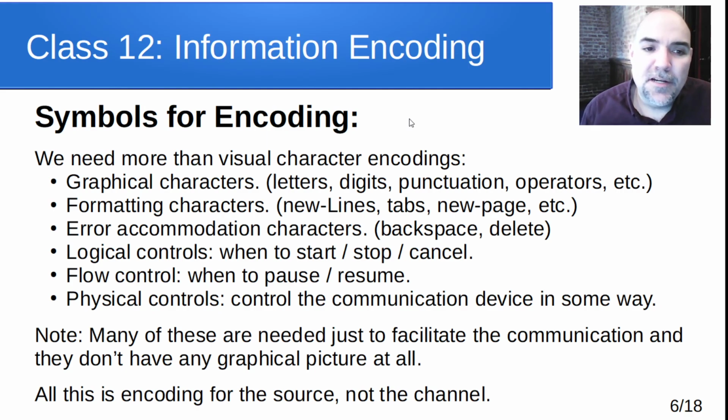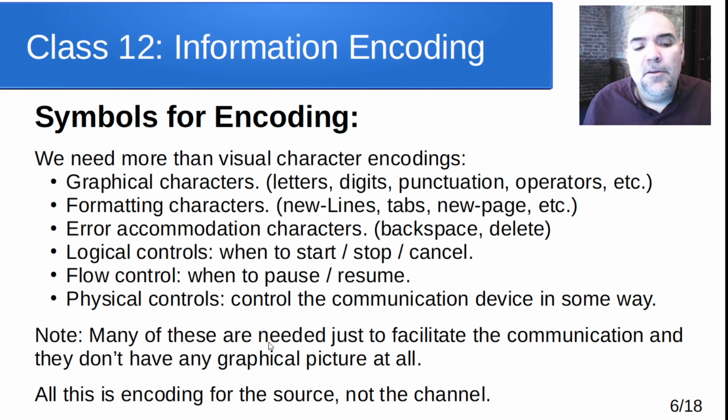But the things that we need to encode are obviously the graphical characters. We talked about those: letters, digits, punctuation, operators, parentheses, square brackets, quotation marks, hyphens. But we also need formatting characters like new line, tab to tab over, a new page, carriage return. Error accommodation characters, so things like backspace, oh, I messed up, go back or delete something that was there previously. Logical controls: when to start, when to stop, which is the message, how do I cancel the message, how do I know when I'm done with the message. We might also need, as we mentioned, flow control, hold on, go ahead, meaning a way to pause and resume.